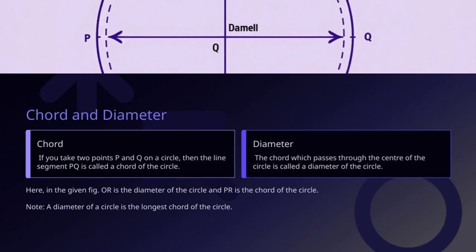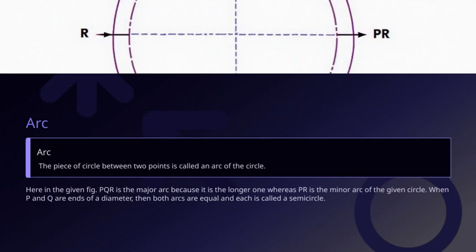Here in the given figure, PQR is the major arc because it is the longer one, whereas PR is the minor arc of the circle. When P and Q are the ends of a diameter, both arcs become equal, and each is called a semicircle. The piece of the circle between 2 points is known as an arc of the circle.